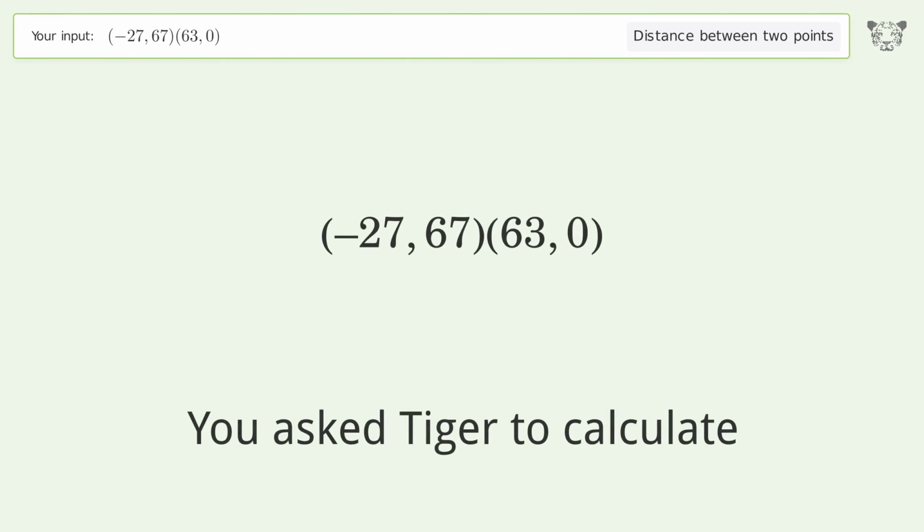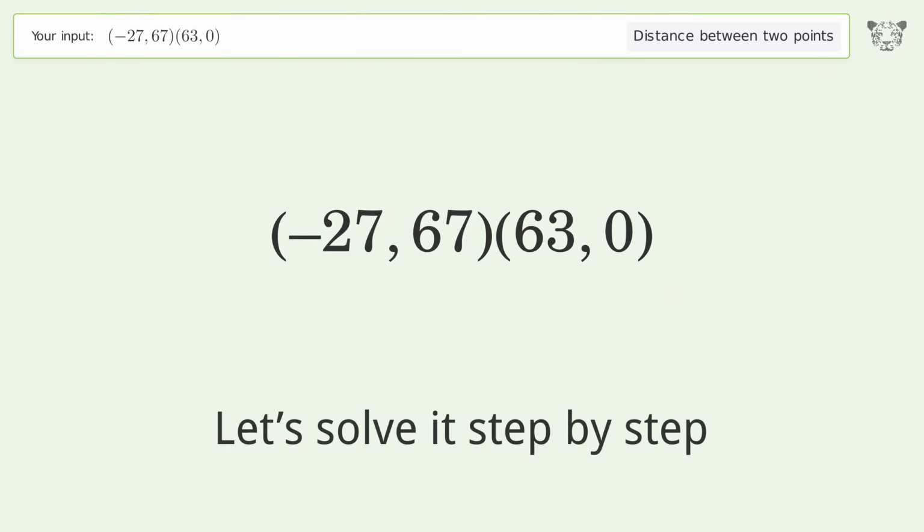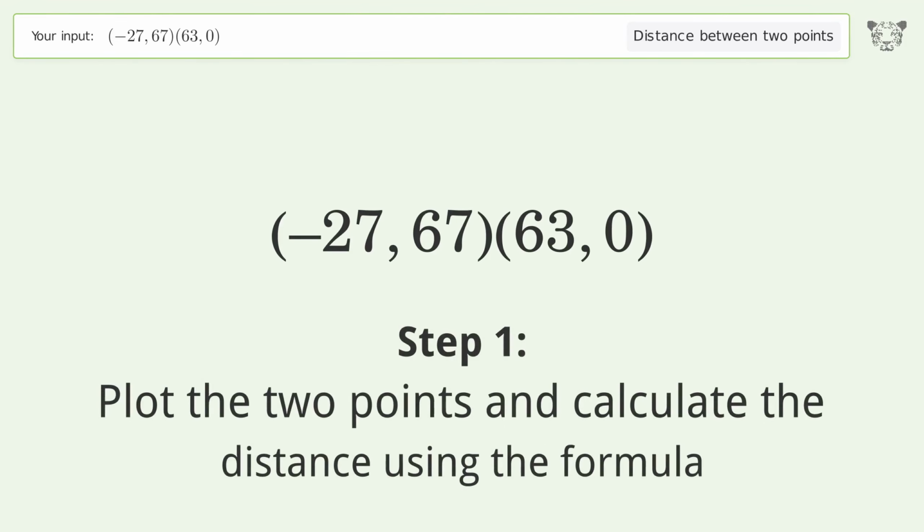You ask Tiger to calculate. This deals with the distance between 2 points. The distance between the 2 points is the square root of 12,589, or 112.201. Let's solve it step by step. Plot the 2 points and calculate the distance using the formula.